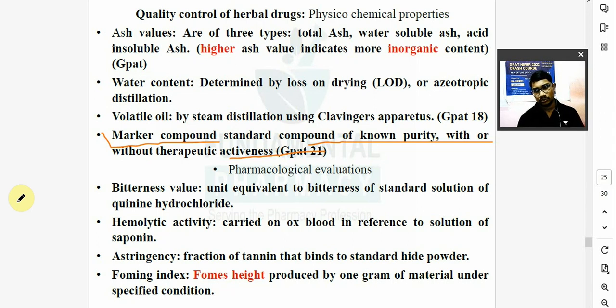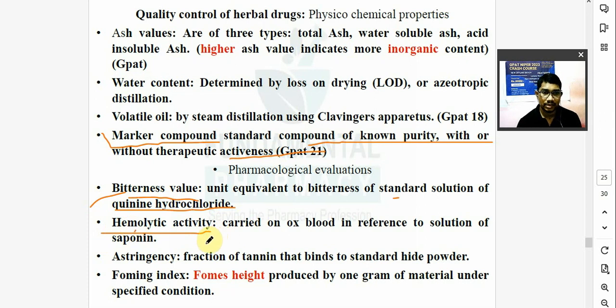In astringency, the property of a particular chemical to precipitate proteins is known as astringency. It is the fraction of tannins that binds to standard hide powder. Astringency is measured by using hide powder. A question has come on this too. Foaming index is the foam height produced by 1 gram of the material under investigation. You just take a material like saponin, such as from Glycyrrhiza, or any saponin glycoside.